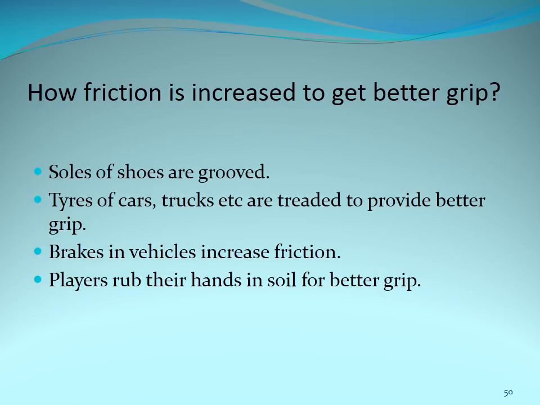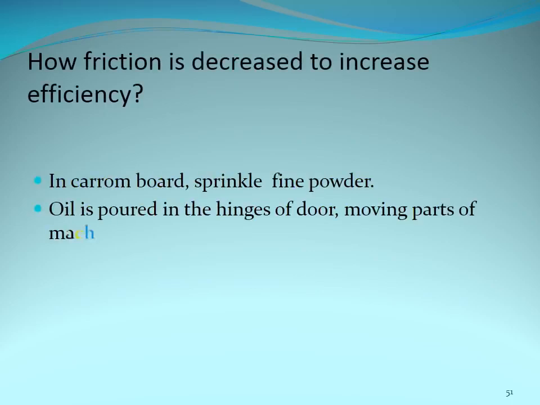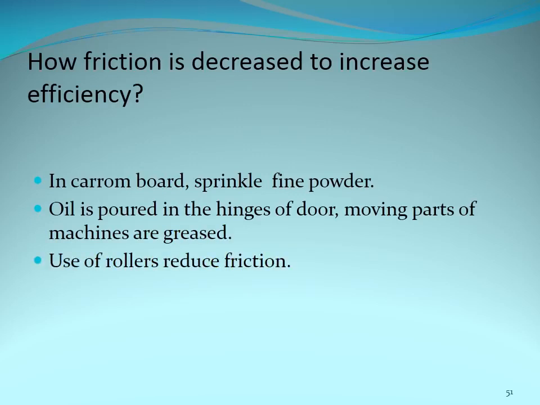Brakes in vehicles increase friction. Players rub their hands in soil for better grip. In all these ways, we can increase the friction. On the other hand, friction is decreased to increase efficiency. How is friction decreased to increase efficiency?